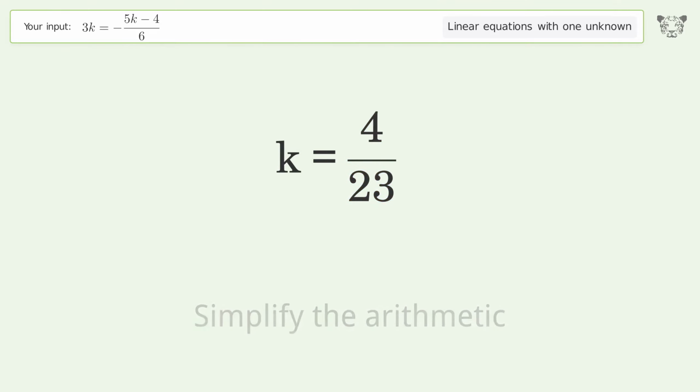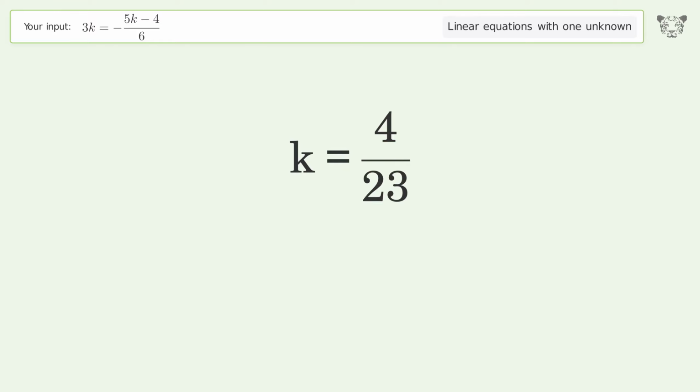And so the final result is k equals 4 over 23.